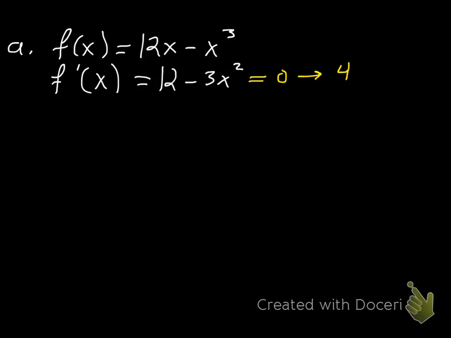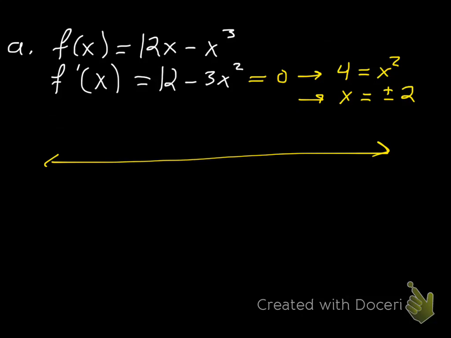Now we're going to add 3x squared to both sides and divide both sides by 3, and it turns into x squared equals 4. Taking the square root of both sides, we get x is equal to plus and minus 2. So I'll draw an interval, and our critical numbers are plus and minus 2.